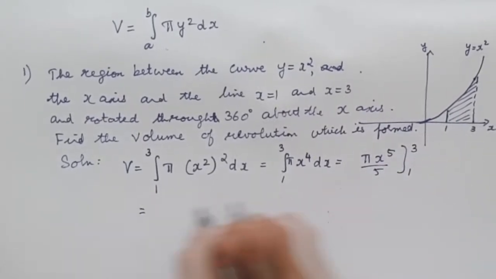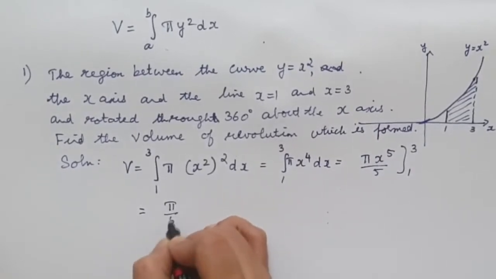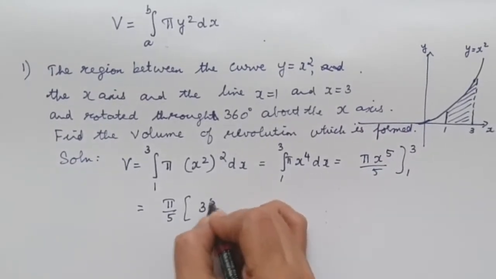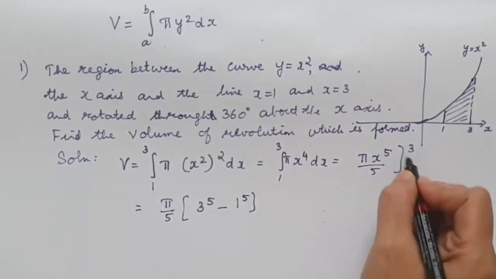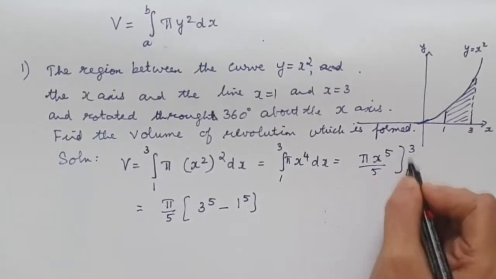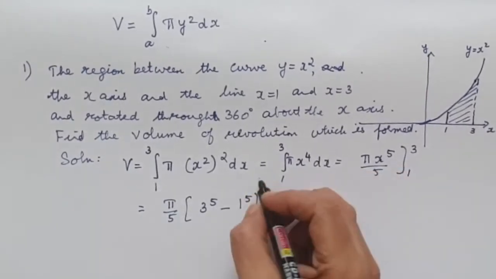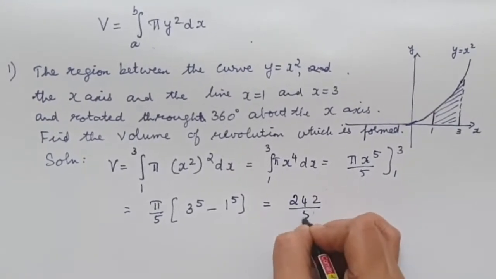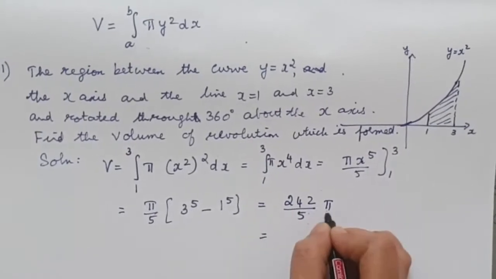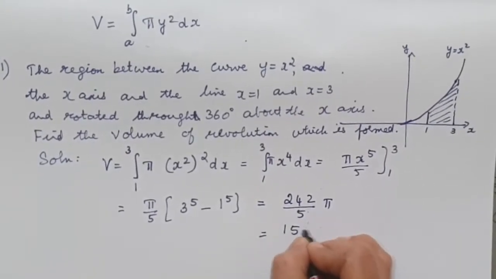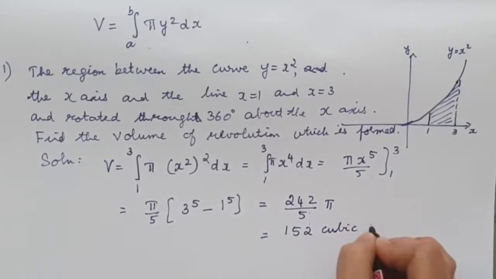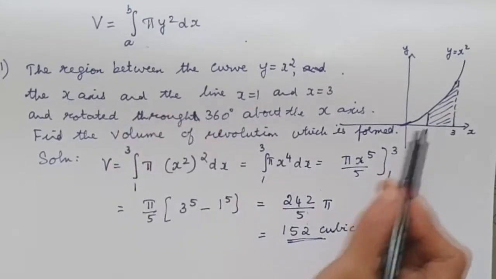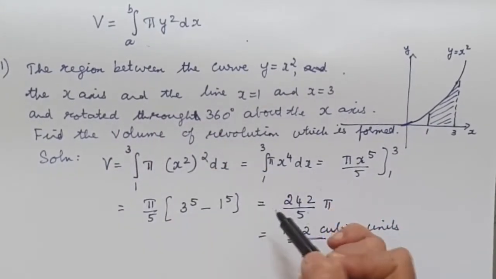So let us substitute. We'll take the common parts. Pi over 5 is common, that is, it doesn't depend on the limits. So it will be 3 power 5 minus 1 power 5. That is, the upper limit is 3, so we are substituting the value for x as 3, and the lower limit is 1. So now when we simplify this, we get our answer as 242 over 5 pi. Or if you are substituting the value for pi, we'll get it as 152 cubic units. You need to remember only the formula and then just apply it in the formula and integrate it.